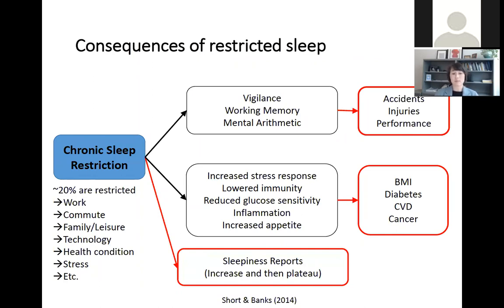That being said, chronic sleep restriction, based on the literature, results in a number of different outcomes. So let's look at just the top path along the top of your screen first. What we know is that people who are chronically sleep restricted show decrements in their vigilance and reaction time. We also know their working memory is poorer, and they see declines in mental arithmetic and other cognitive tasks like this as well. And why is this important to us? Well, it's important because this really translates to accidents, injuries, and decreased performance in the workplace.